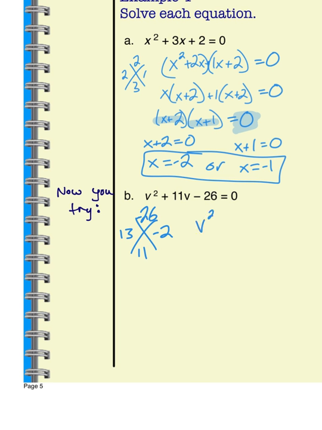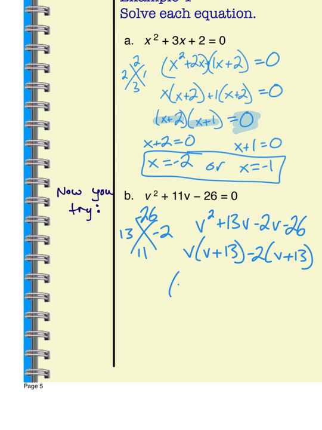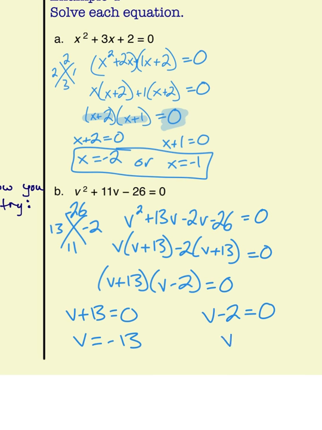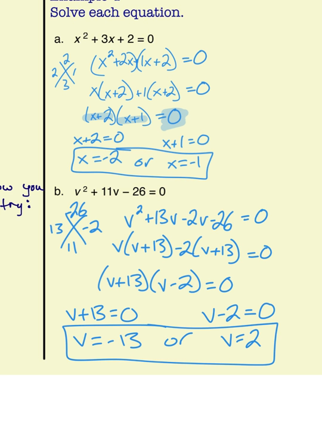Then we're going to rewrite v squared plus 13v minus 2v minus 26. Then we're going to factor. This is v plus 13 minus 2, v plus 13. Take out the v plus 13, left with v minus 2. And each time here I should have had an equals 0, just to be consistent. So now either v plus 13 could equal 0 or v minus 2 could equal 0. So either v is negative 13 or v is positive 2. Those are our two solutions.